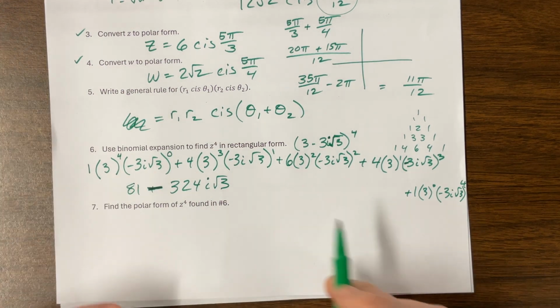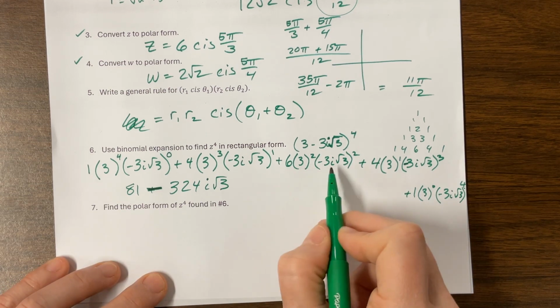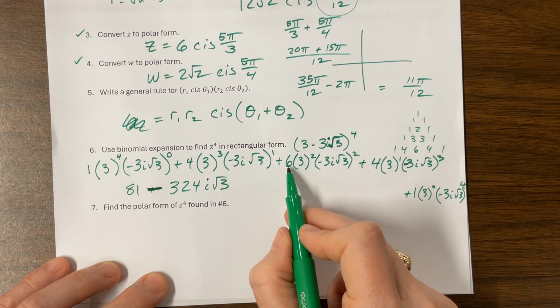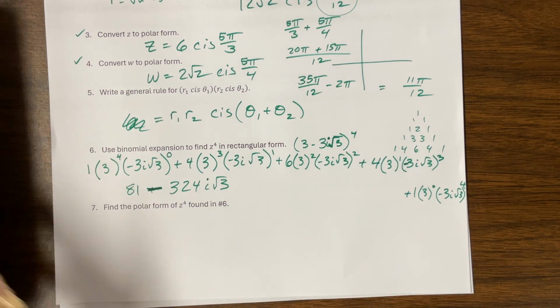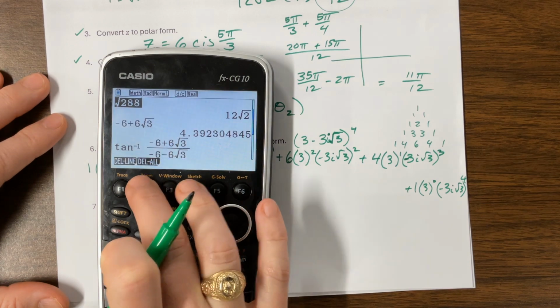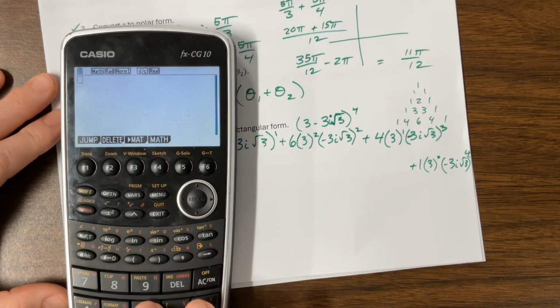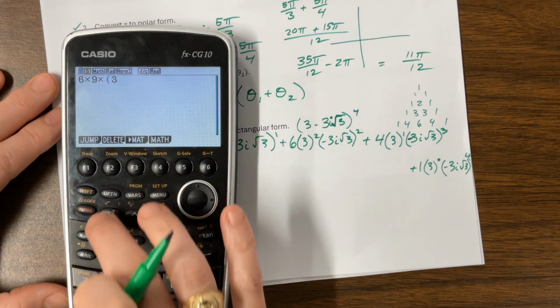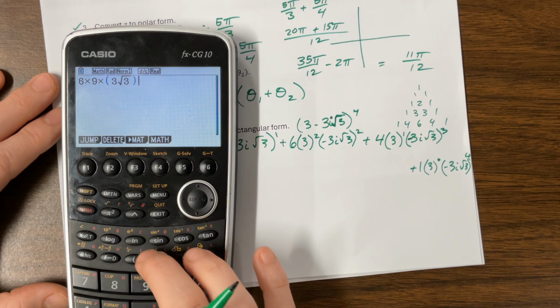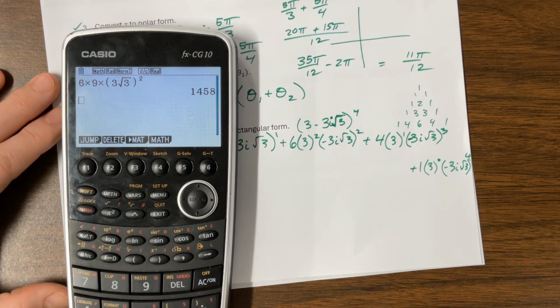Ew. Okay. And then this is 27 times 6, so 81 times 2, 162. You know what? I have a calculator. There's no reason I can't use it. 6 times 9 times 3 root 3. No. What did I forget? It's 6 times 9 times, and then it's 3 root 3. That whole thing has to get squared. Okay. So, does that make sense?